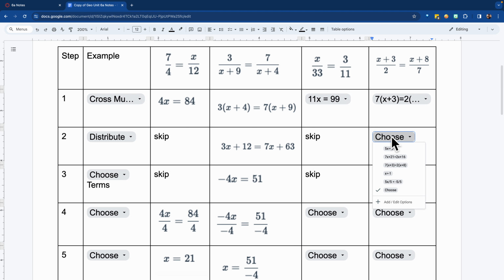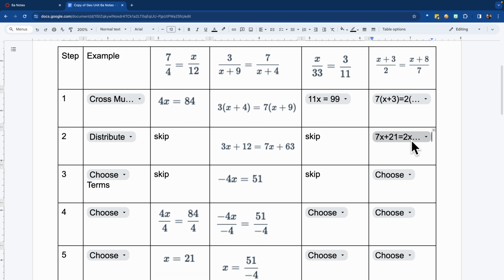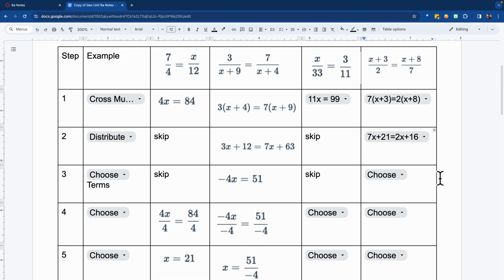Down to the last one, after distributing, it's going to say 7x plus 21 equals 2x plus 16. It does get a little bit cut off just from the squeeze of that. We could scoot this over a little to see it a little better. I might do that for the examples that you all have.